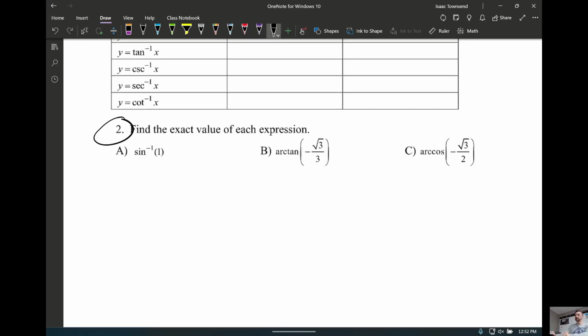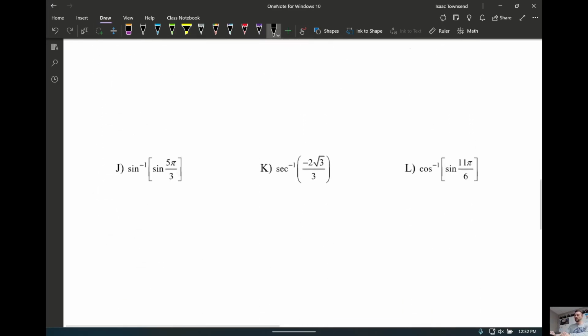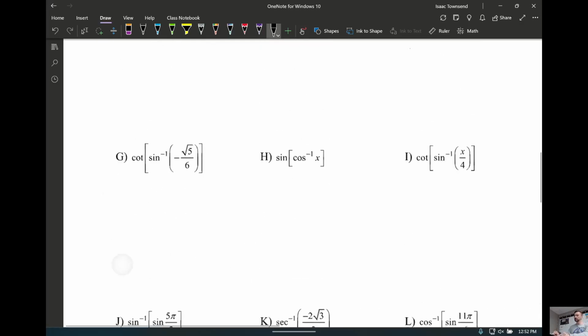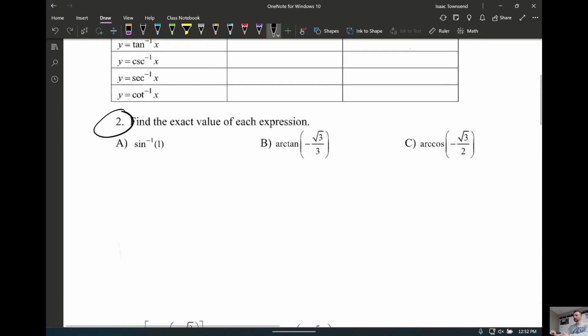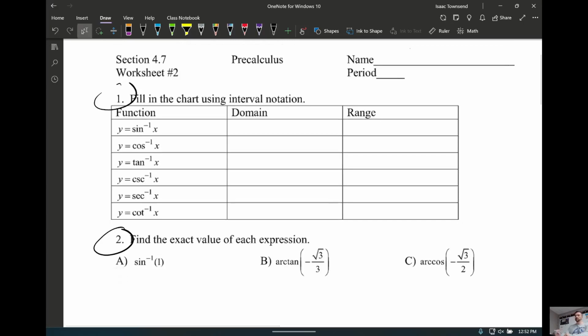So some of these are unit circle type questions. A couple of them are triangle type questions. So the chart, the table, and 12 other questions.